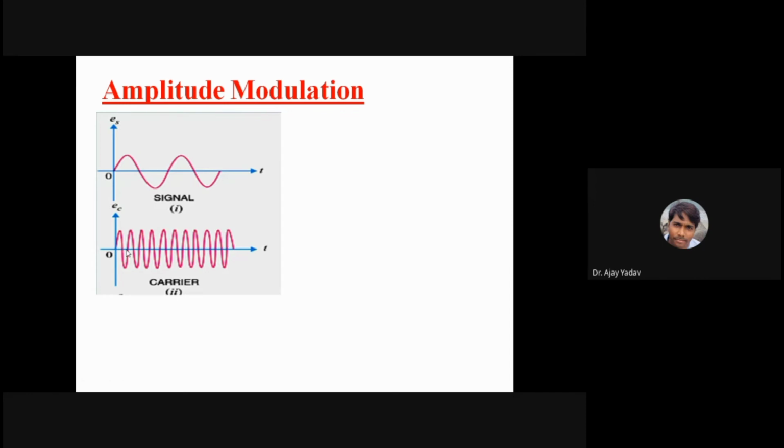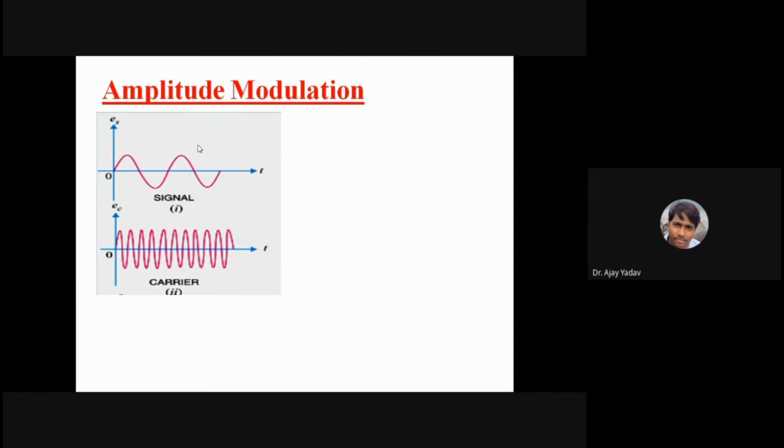F equal to 1 upon T, where T is the time period. Now here if you see, it is widely spaced. T is large, so frequency is small. Now, what is amplitude modulation? Here if you see, this is the data signal. I told you data signal is very important. Data is a very important person. You should not disturb the data, but the carrier can be changed.